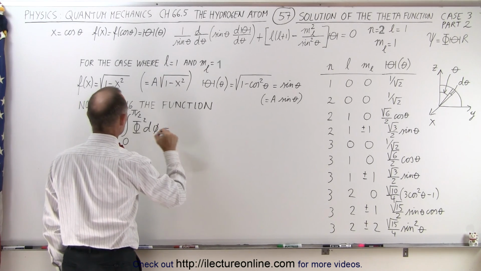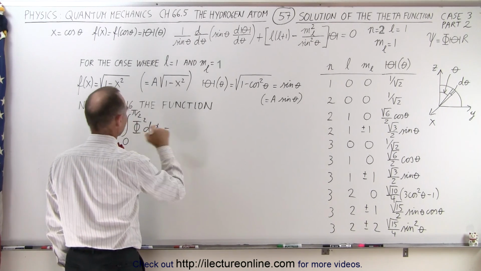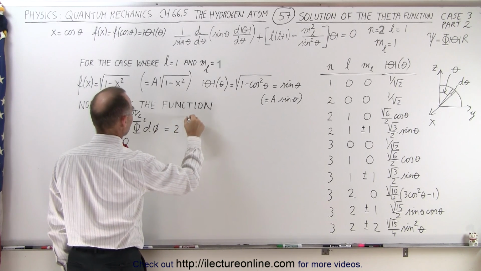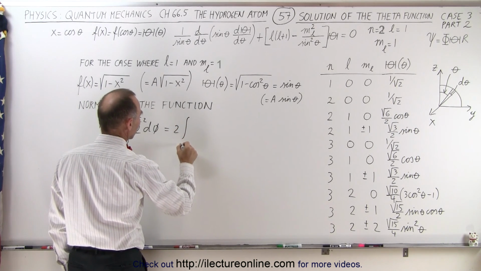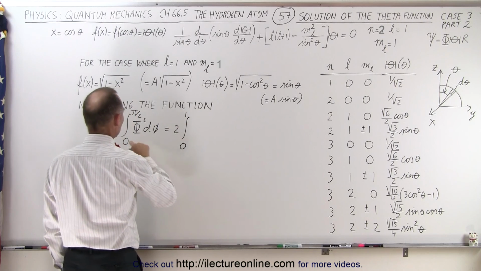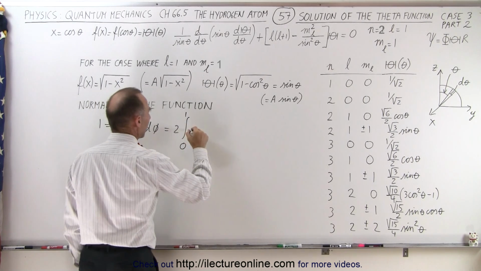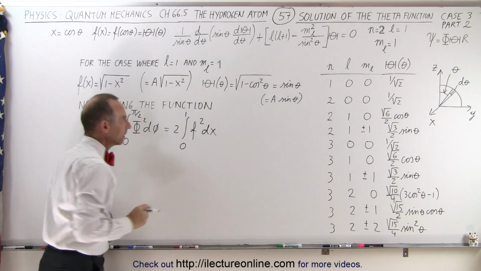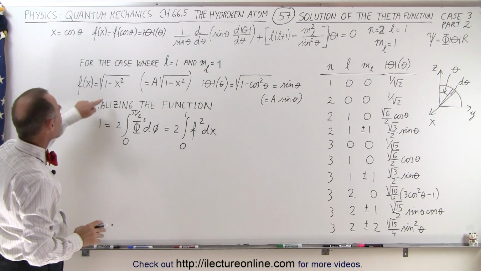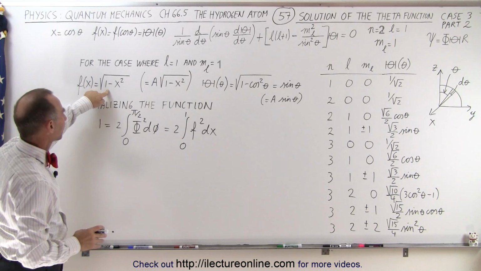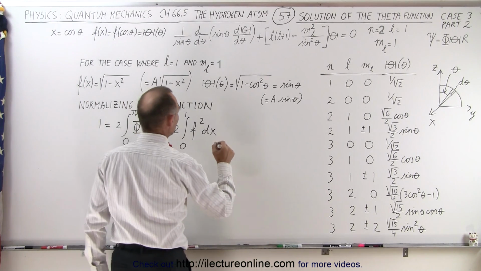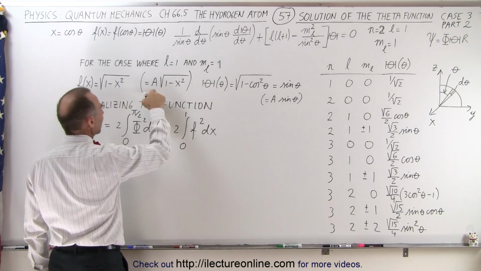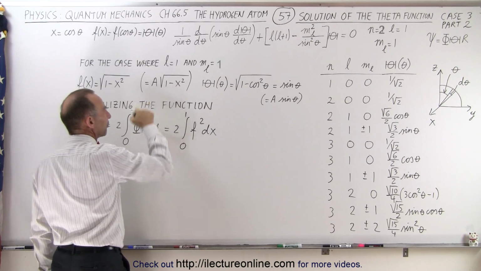So this becomes equal to, oh, and by the way, this will be 2 times the integral. The limits of integration are going to go from 0 to 1 instead of from 0 to pi over 2 of the function squared times dx. Now the function is going to be this function right here. And so that's going to be equal to, and of course we need to put an a in front of it because that's what we're looking for. We're looking for the a.